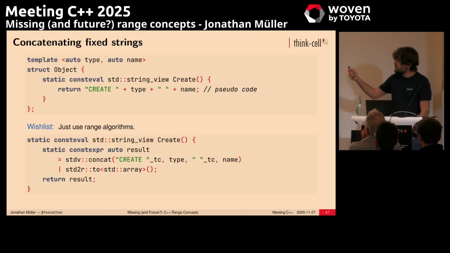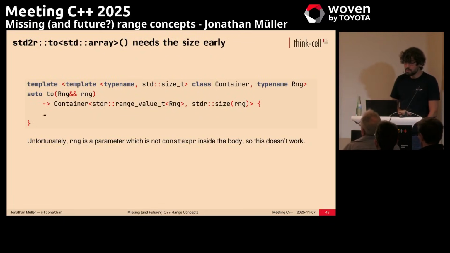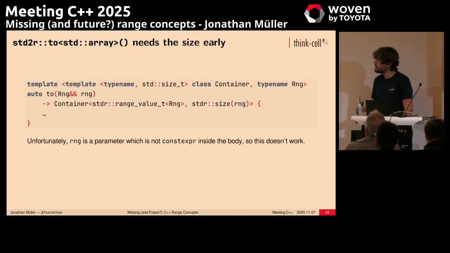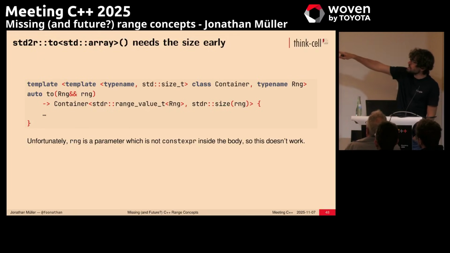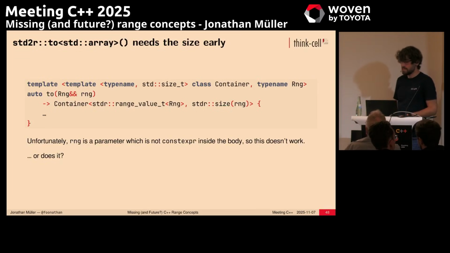Now, the first thing that we need to implement for that is toStdArray, which has a really obvious problem. It needs to know the size early, right? It gets a range, and then we need to instantiate a std::array with the size of the range. Unfortunately, the range is a parameter, which is not constexpr inside the body, so this one doesn't work. Except it does, kind of.